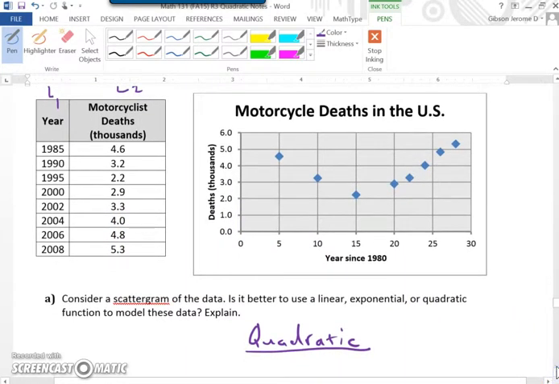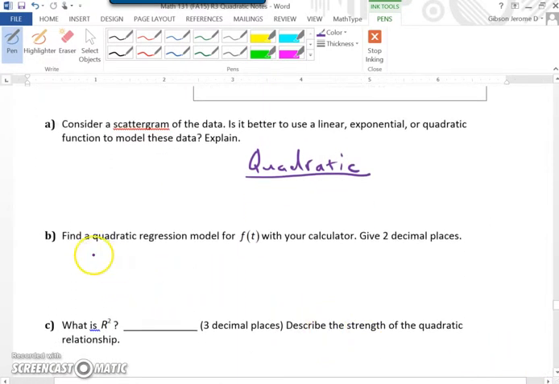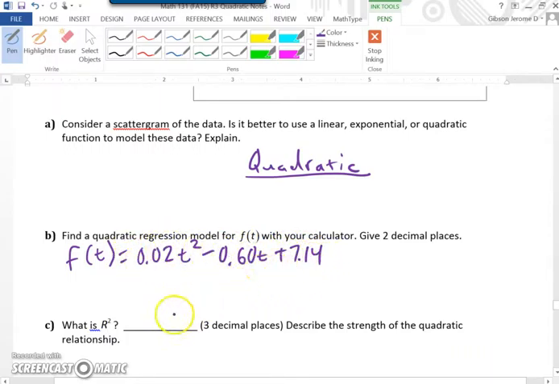Now, when you type in those values, we get the answer here. Our equation would be F of t is equal to, and we want to round to 2 decimal places, so it'll be a positive 0.02 t squared minus 0.60 t, and then plus 7.14. And this would be your regression model. Wouldn't it be 0.012 for A?